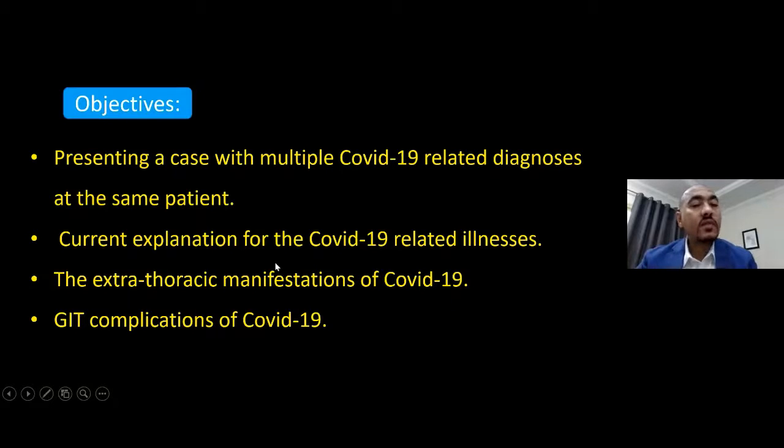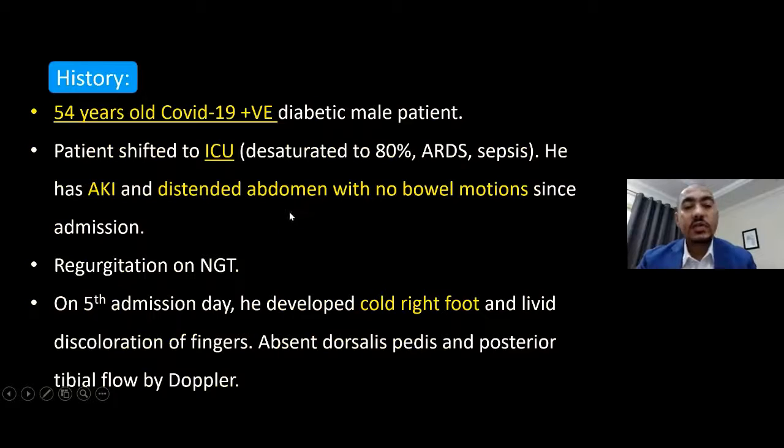Our patient is a 54-year-old COVID positive patient. He is in ICU, recently experienced acute kidney impairment and distended abdomen with regurgitation on NGT tube. On the 5th day of admission, he developed a cold right foot.